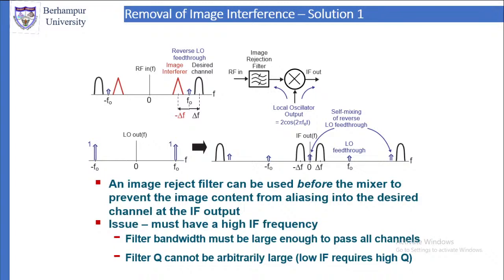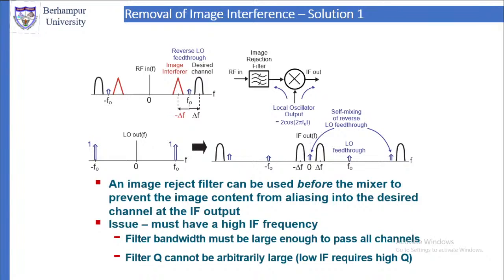Now, once we know which signals can cause problems, like image, forward feed through, backward feed through, and reverse feed through, etc., let us come to the next part, which is removing the image interference. So the first solution to remove the image interference is this.